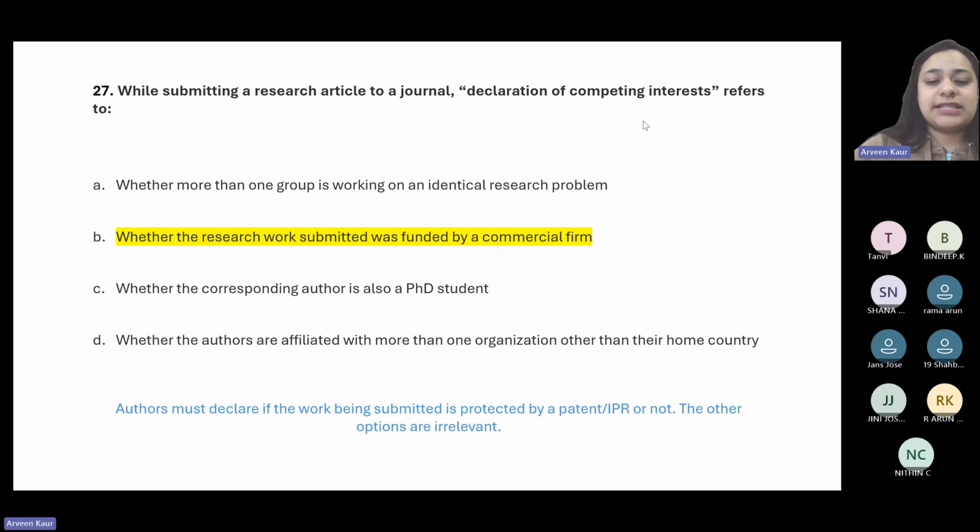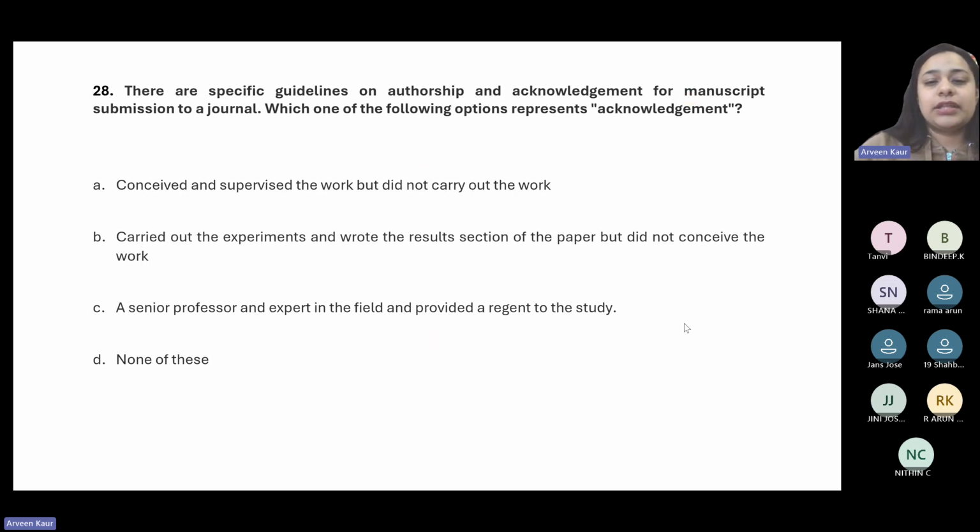So the author must declare if the work being submitted is protected by patent or IPR or not, and the other options given over here are irrelevant, right? Then question number 28. There are specific guidelines on authorship and acknowledgement for manuscript submission to journals. Which one of the following options represents acknowledgement? Right? So which one of these do you think is talking about acknowledgement?